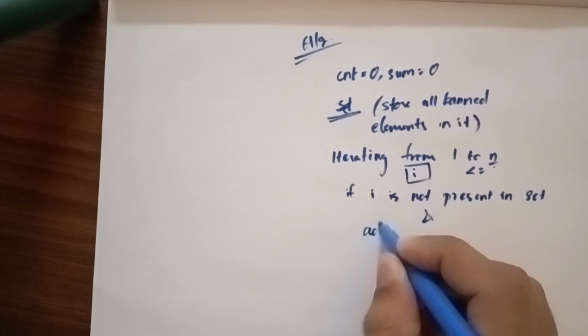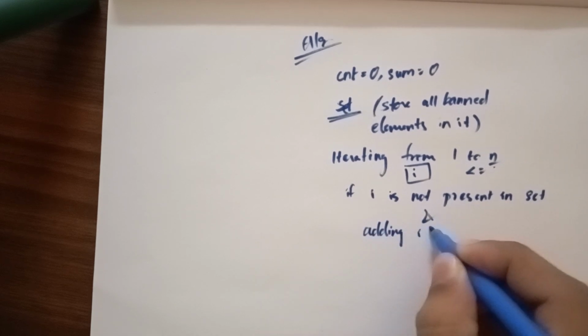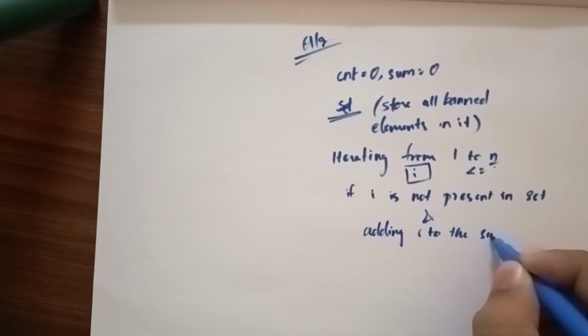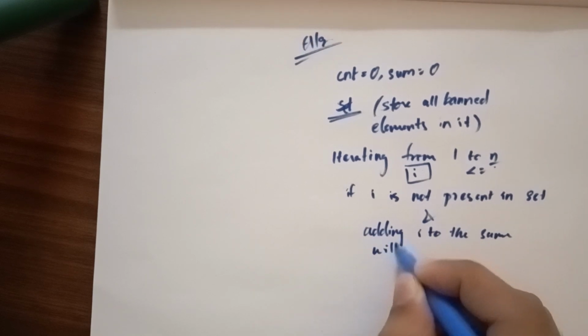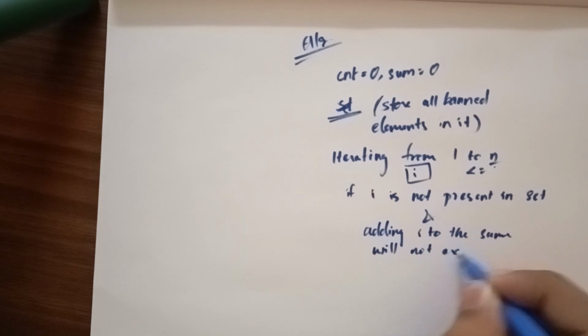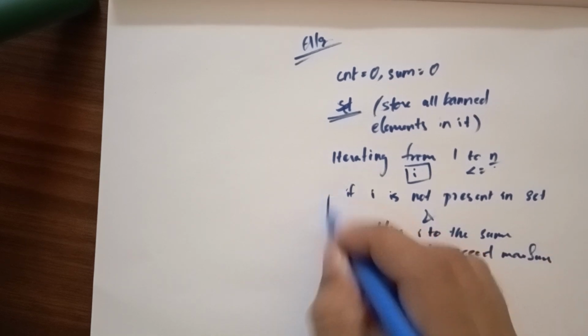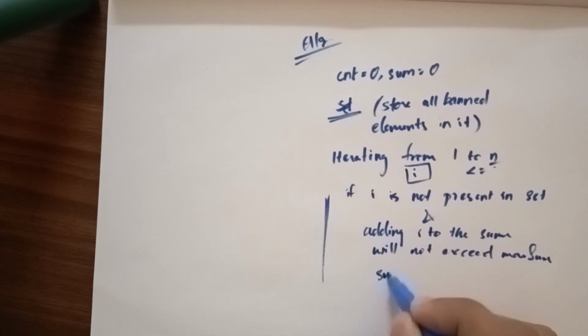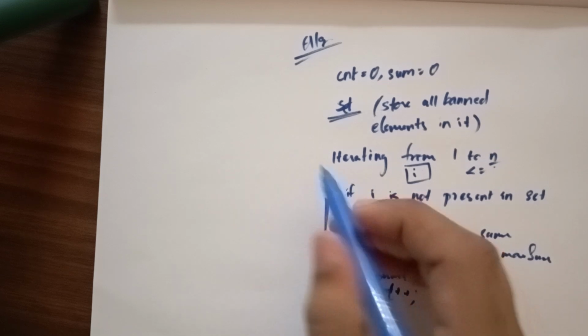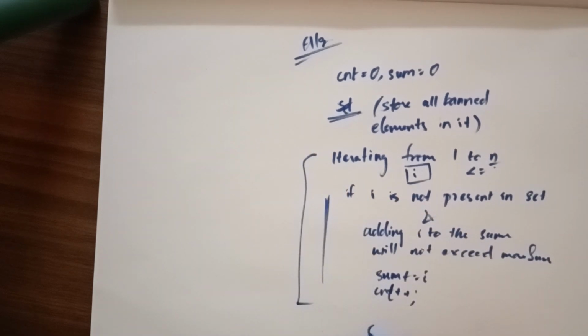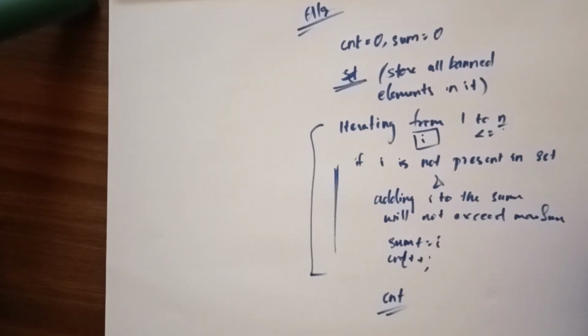And if I is not present in set and adding I to this sum will not exceed the maximum sum, then in this case we'll be adding I to the sum and then incrementing our count as I said previously, and after the iteration we will be returning our count and you will be getting the code. Thank you.